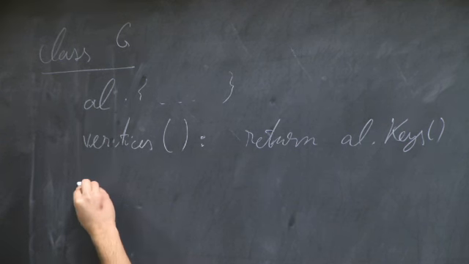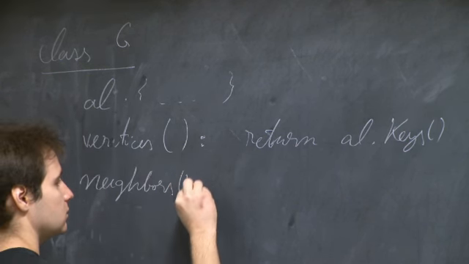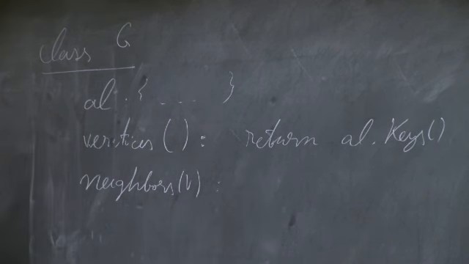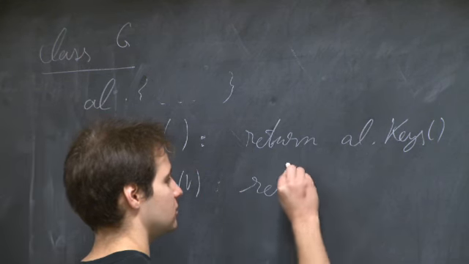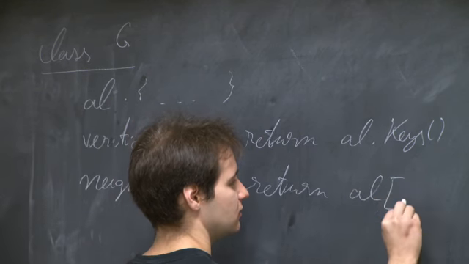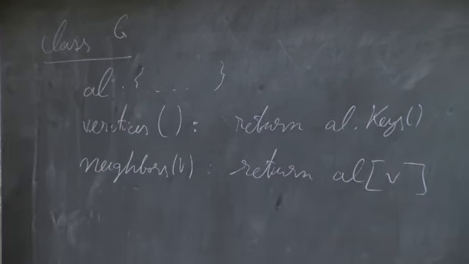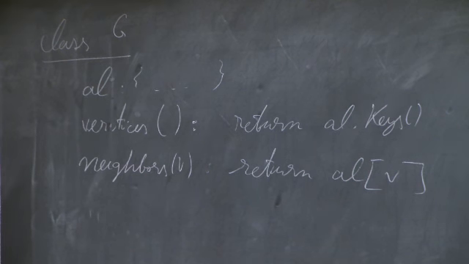Now, given a vertex, I want its neighbors. How do I write that? You mean only the vertices that it can go to? Yep. Yeah, dictionary of that vertex. So return dictionary AL bracket vertex. Cool. Okay, so this makes sense for everyone, right?